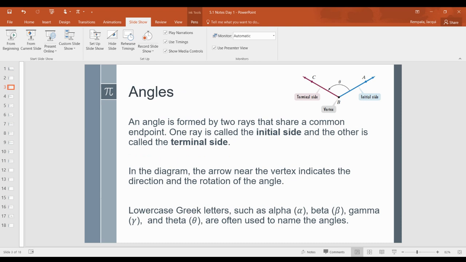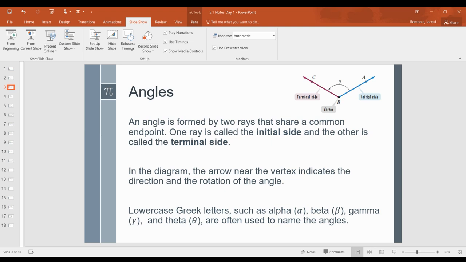Angles are something that you've been dealing with back in geometry. Remember, angles are formed by two rays that share a common endpoint. Now we're going to have a little bit more vocabulary with it. We have one ray, which we call the initial side, and another ray, which we call the terminal side. So in the diagram up here in the top corner, you can see an angle ABC. B is the vertex because that's where the two rays intersect. I have a blue ray, which is the initial side, and a purple ray, which is the terminal side.